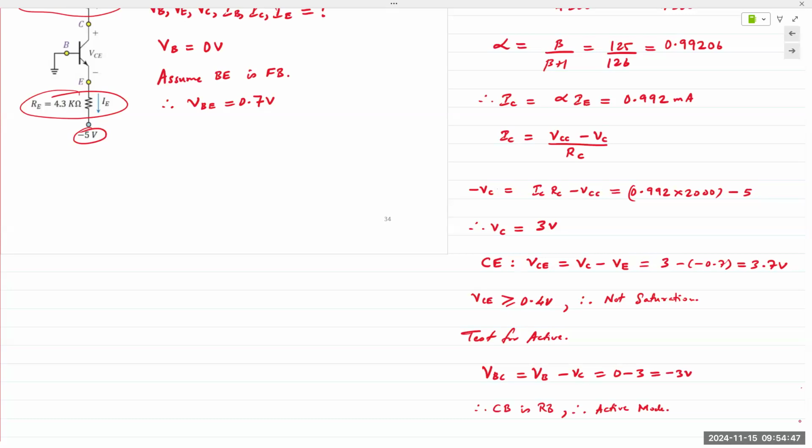Does the process make sense? First example, voltage is already given. Second example, we determine the voltages by applying analysis techniques. We find the voltages at the 3 terminals and determine the region of operation based on our table. All right. Any questions?